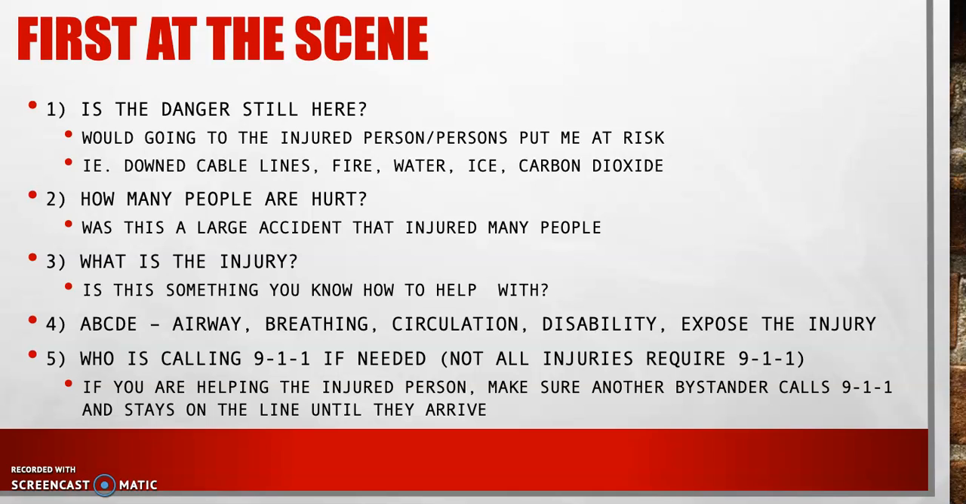So not all injuries require 911, but if you are helping the injured person, you should make sure that another bystander calls 911 and stays on the line until emergency medical services arrive, or EMS. If you are the one that is helping the injured person, you want to make sure that it's another individual calling 911. Of course, if you were the only person there, you would do both, but the 911 operator needs a lot of attention while they're trying to get information, and if you're trying to do both things at once, you're either going to have a hard time focusing on caring for the injured person or passing on the correct information to EMS.